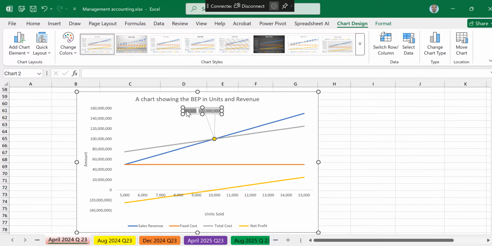Edit. That is BEP in units. Then the other one will be BEP in revenue. So BEP in units and also BEP in revenue.